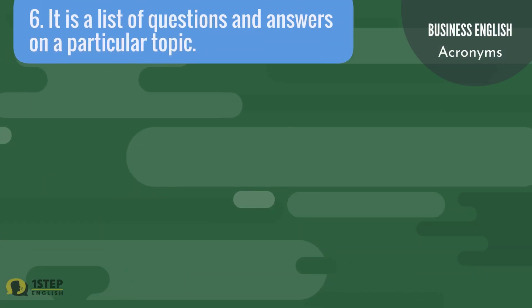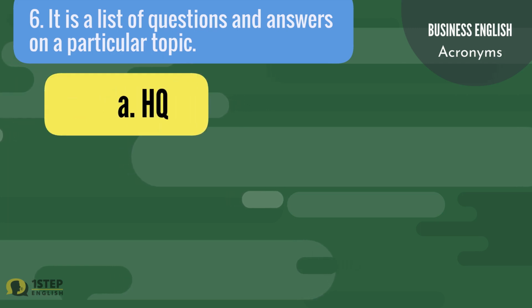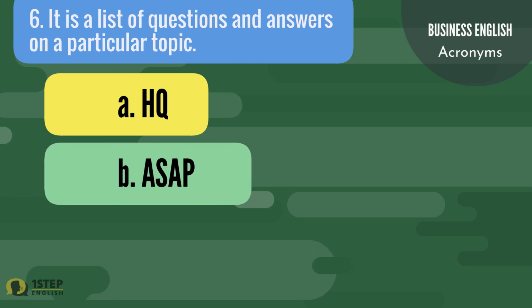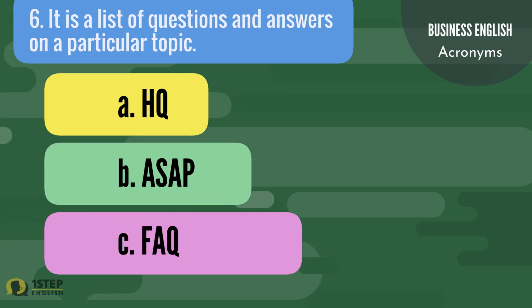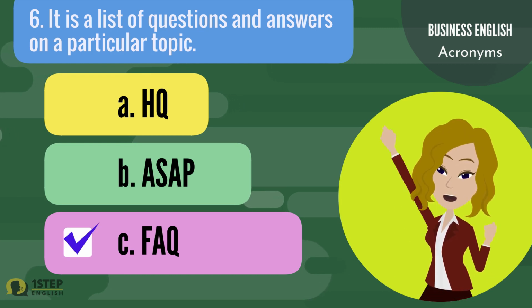Number 6. It is a list of questions and answers on a particular topic. Letter A. HQ. Letter B. ASAP. Letter C. FAQ. The correct answer is letter C. FAQ.